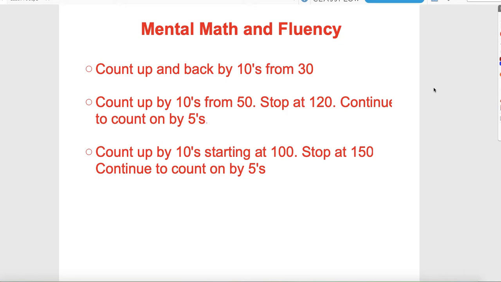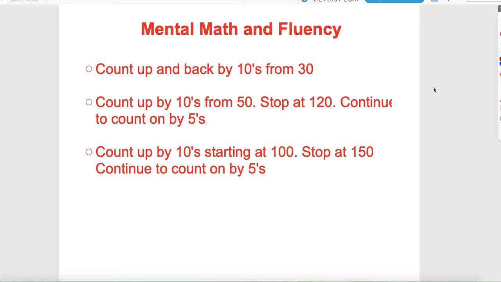30. 40. 50. 60. 70. 80. 90. 100. Okay, great. Now start at 30 and count back by tens. 20. 10. Very good. And then 0, right? Nice job. Good job.